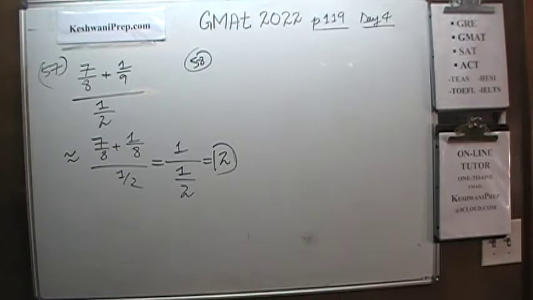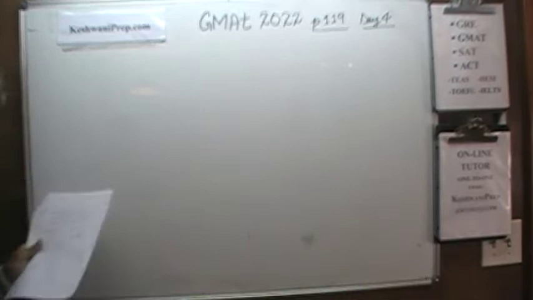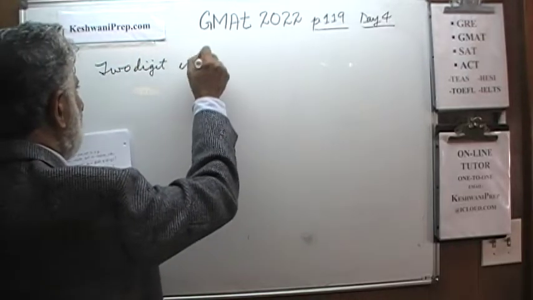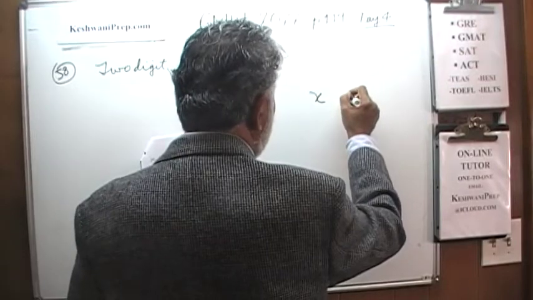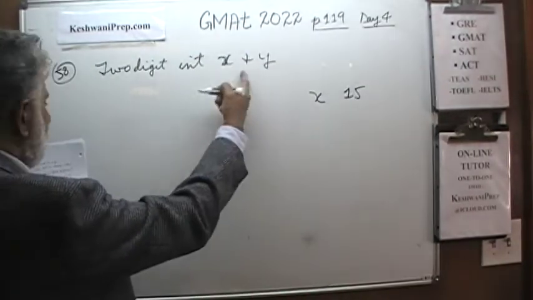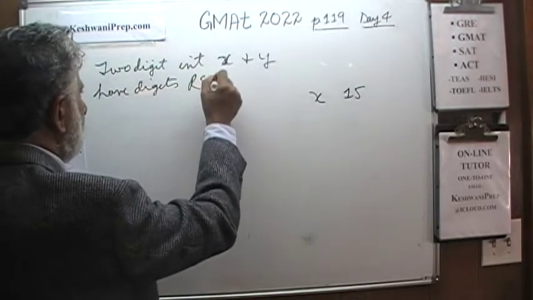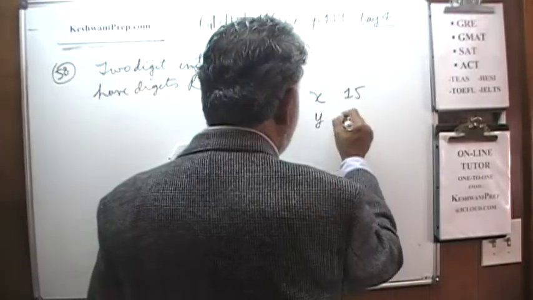In number 58, we have a two-digit number. Let's start number 58 from here. Let's use the whole blackboard for it. We are given two-digit integers x and y. X is a two-digit integer, like, for example, 15. And y has its digits reversed. So they have the same digits but in reverse order. So if x is 15, y must be 51.